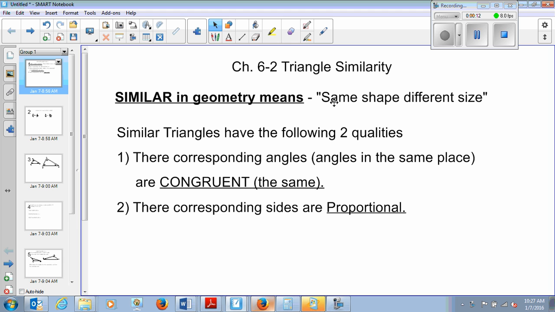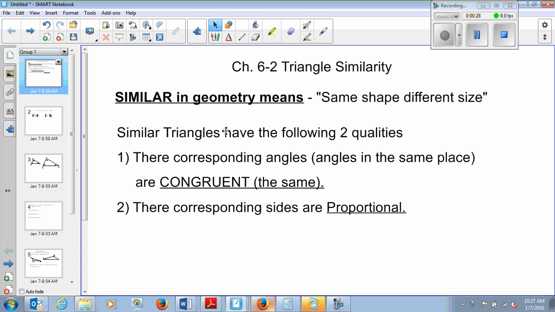We're ready for Chapter 6, which we're going to start with Chapter 6-2, which is triangle similarity. The thing you need to remember here is that similar in geometry means the same shape but different sizes. So they look the same in the way their appearance is made because they have the same size angles, but the length of the sides is not necessarily going to be the same.